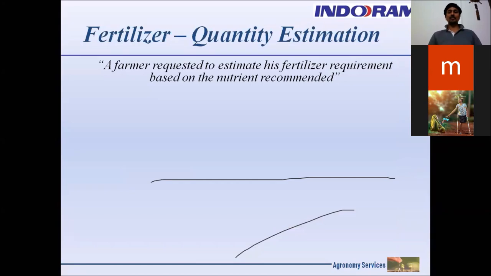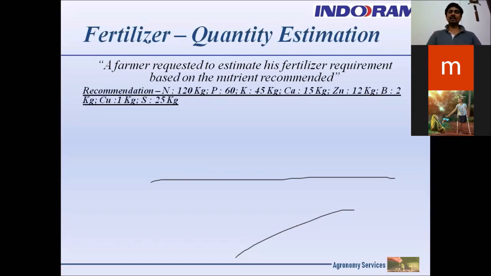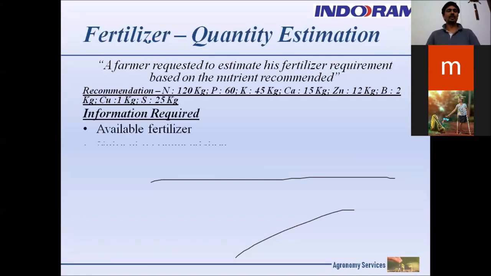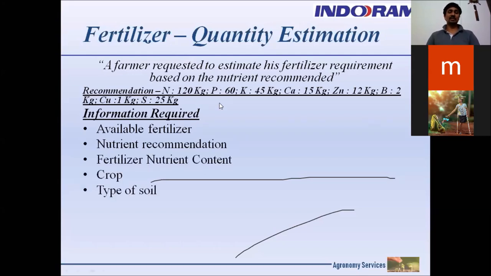So, fertilizer quantity estimation. A farmer requested to estimate his fertilizer requirement based on the nutrient recommendation. You know, this is a question from him. The farmer is saying that I got a recommendation that I need to apply 120 kg of nitrogen, 60 kg of phosphorus, 45. So this way he is getting that information from a research institution or from an academic institution, that for getting good productivity of your crop, this much fertilizer nutrient you need to apply. But yeah, this is in nutrient form. How to convert that into fertilizer form?